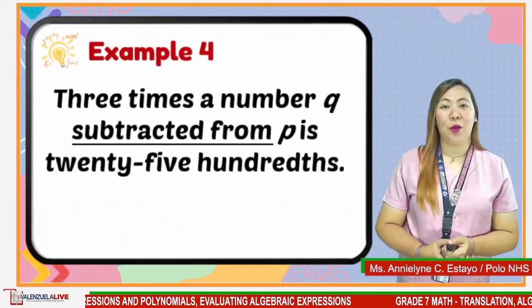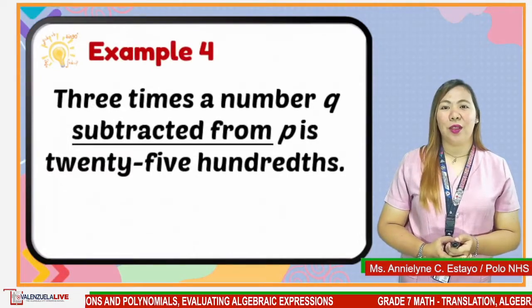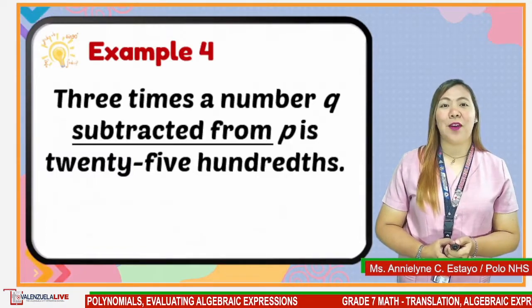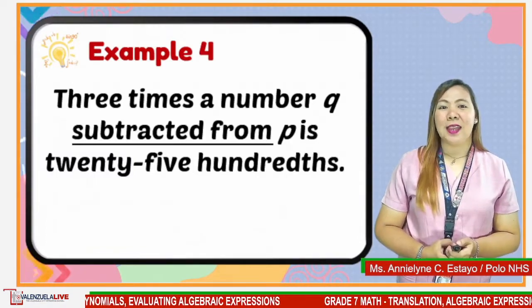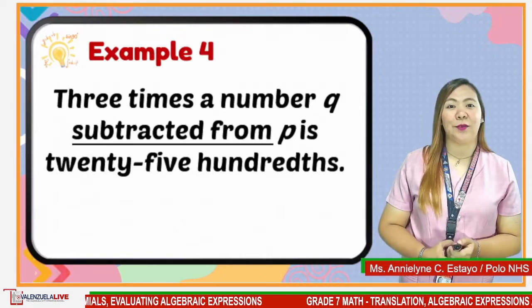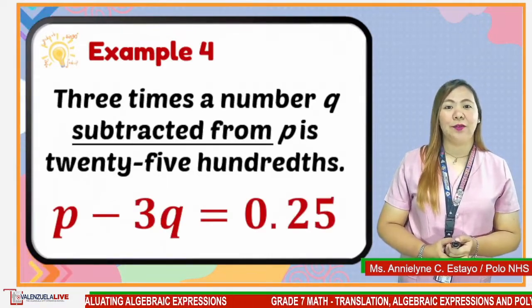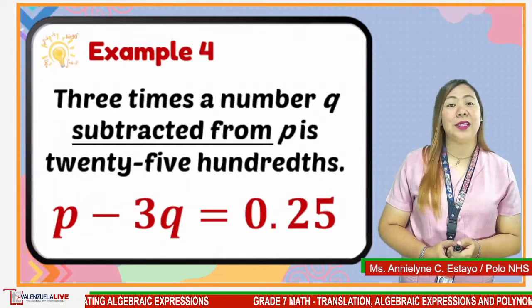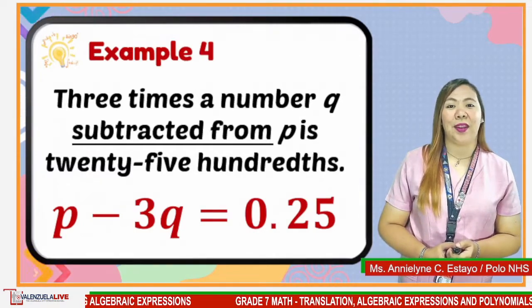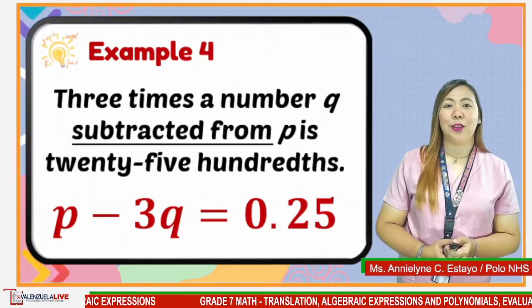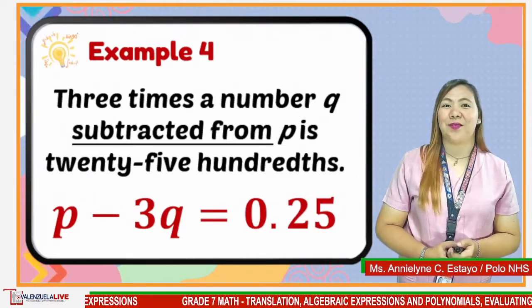Example number 4: 3 times a number q subtracted from p is 25 hundredths. Since we have the words "subtracted from," it means that p is the minuend from which 3q will be taken away. So we have p minus 3q is equal to 0.25.